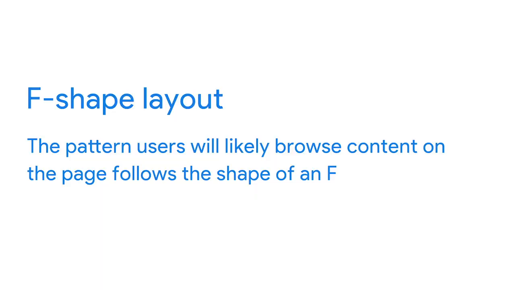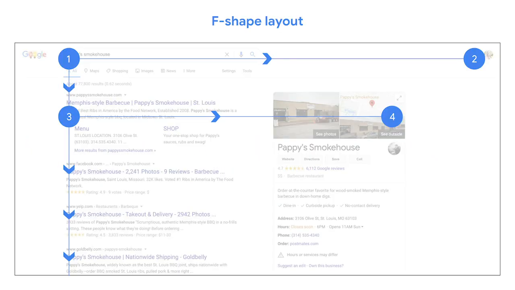F-shape layouts mean that the pattern users will likely browse content on the page follows the shape of an F. An F-shaped layout is commonly used to present a lot of material on a single page. The F-shaped layout allows users to scan the information quickly. This layout is often used on search result pages like this one. The user follows the shape of the F as they explore the page.